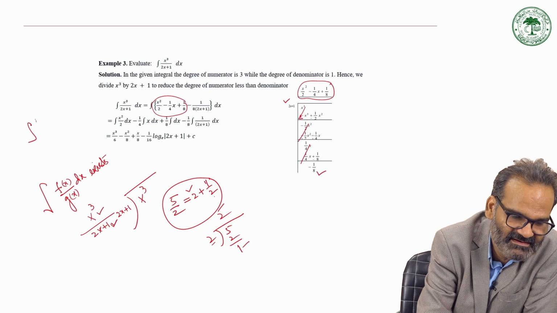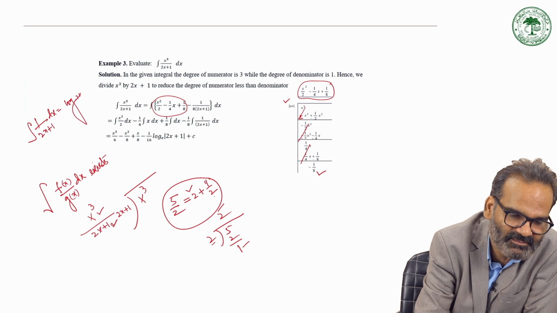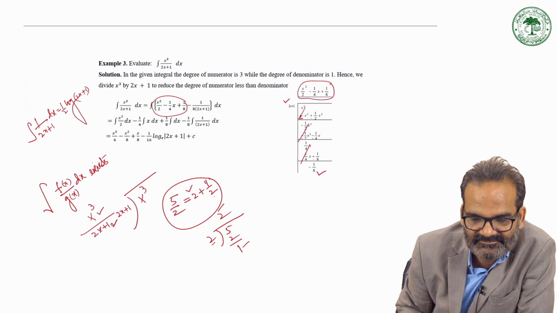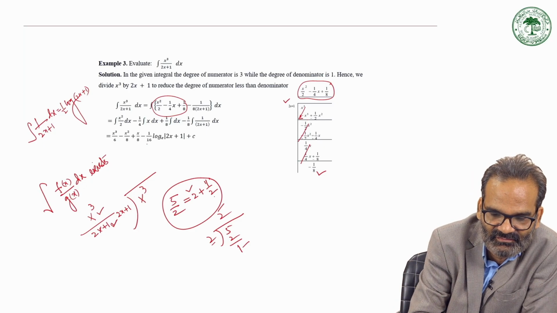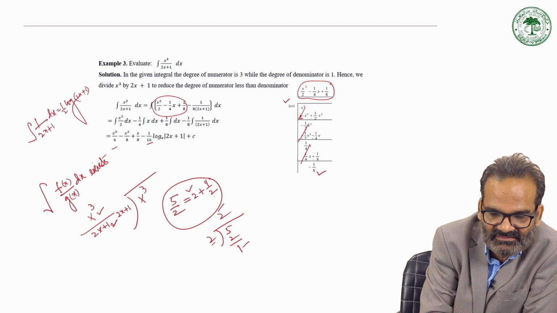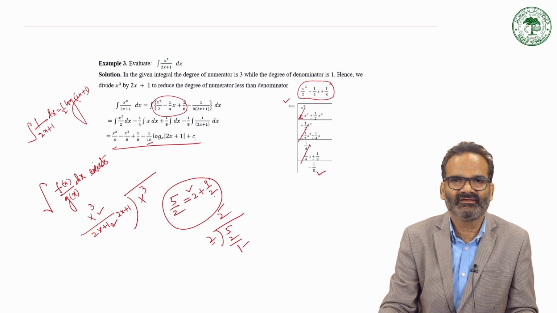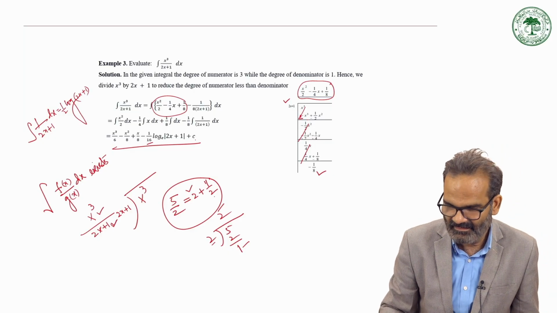See this, integral of 1 upon 2x plus 1 dx. This is equals to log 2x plus 1, and this 2 will come out to be here, right? So this 2 and 8 you will get here 16. So this is the required integral of the given function, right?